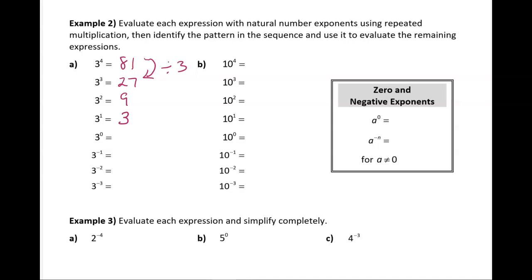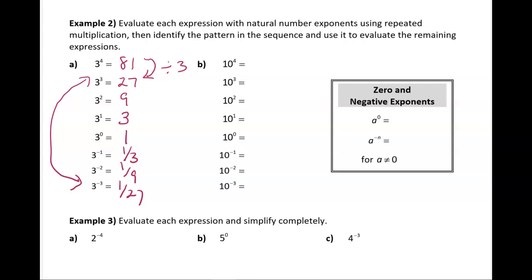81 divided by 3 is 27. Divided by 3 is 9. Divided by 3 is 3. And so divide by 3 once again, and you'll get 1, 1/3, 1/9, and 1/27. Notice that 3 raised to the negative 3rd power is the reciprocal of 3 raised to the positive 3rd power.